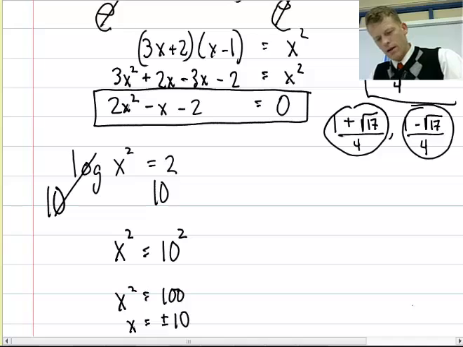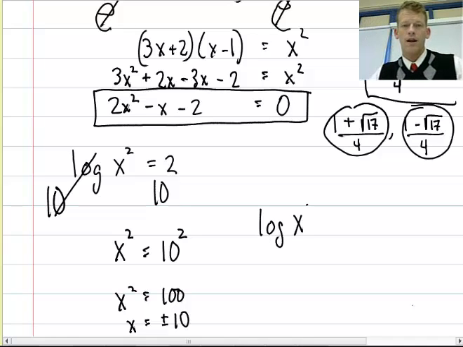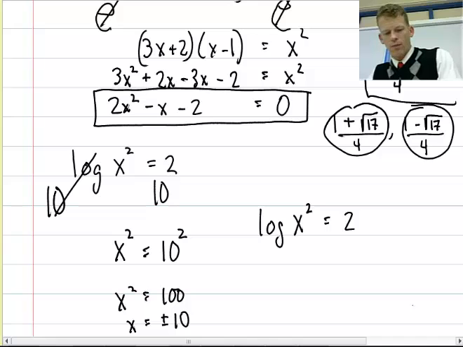Now here you have to check your answer. I have log of x squared equals 2. But in this case, no matter if I put 10 or negative 10 into the logarithm, it's going to be squared. So it will make the value going into the logarithm positive, and both solutions would be sufficient.